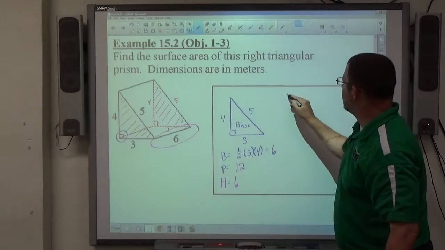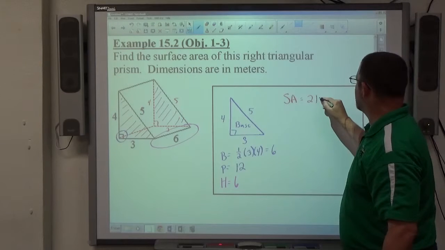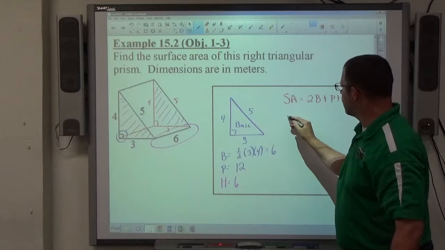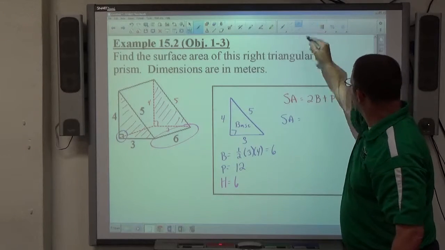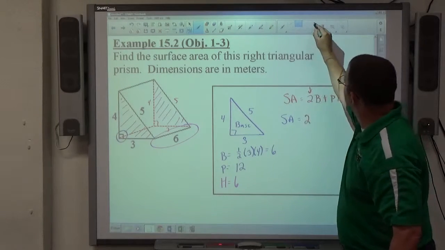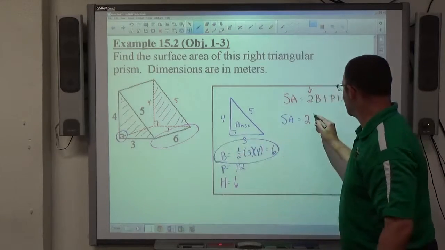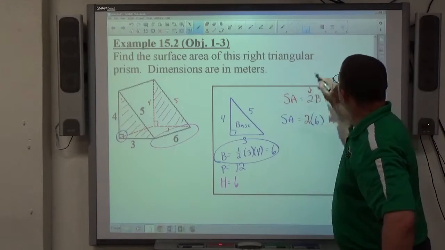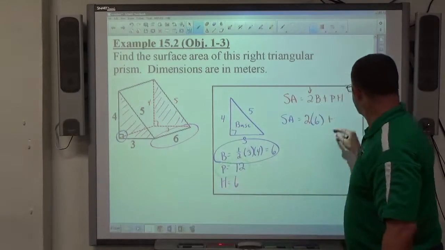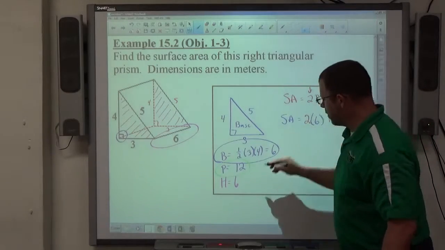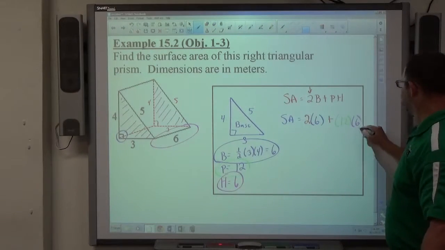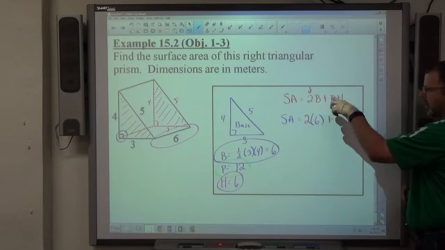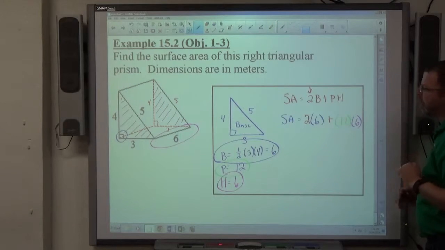Then we go back to our formula, which again, if we have to look it up, we write it down. 2B plus PH is surface area. And if I just apply the rule here, surface area equals this 2, which is just part of the formula, this base, which is 6, then there's a plus sign in the formula, and then P is 12, which is being multiplied by H, which is 6. So again, 2 is just part of the formula, plus is part of the formula, B, P, and H all get substituted from our values we found over there.